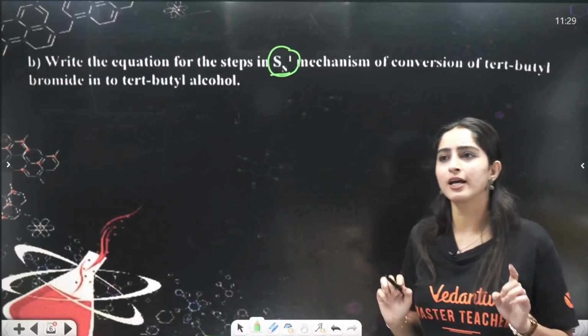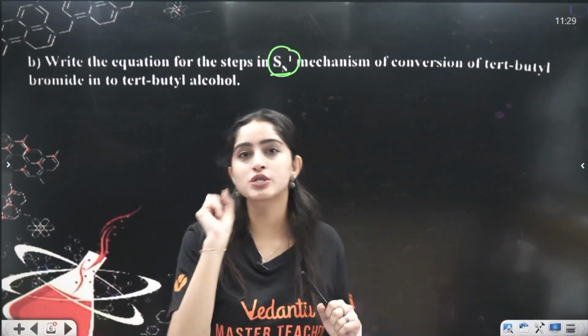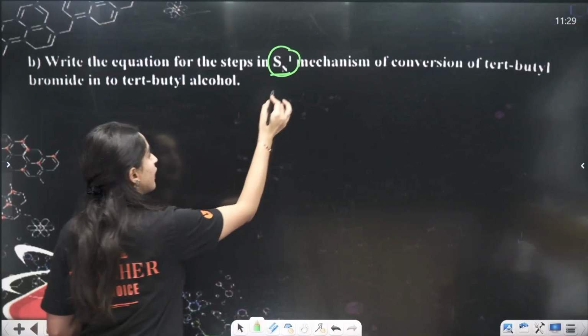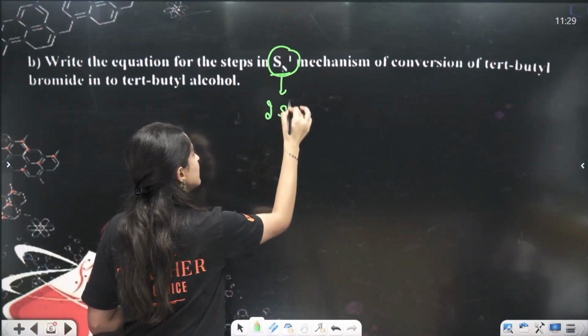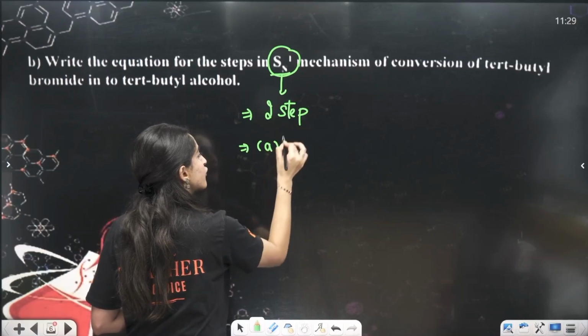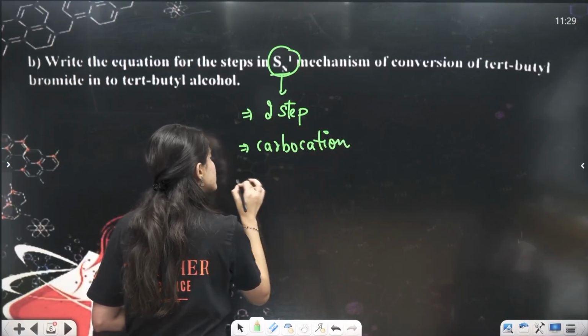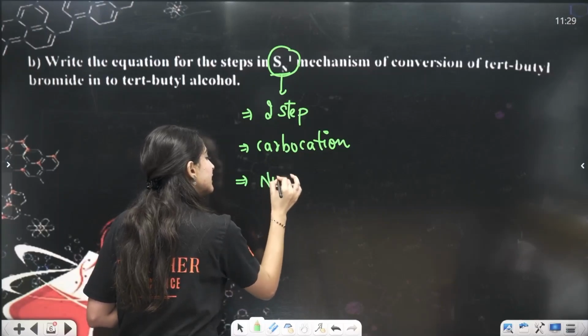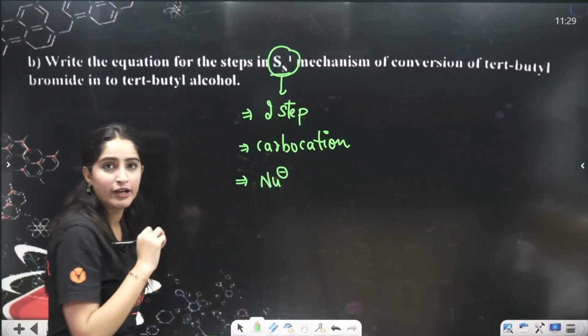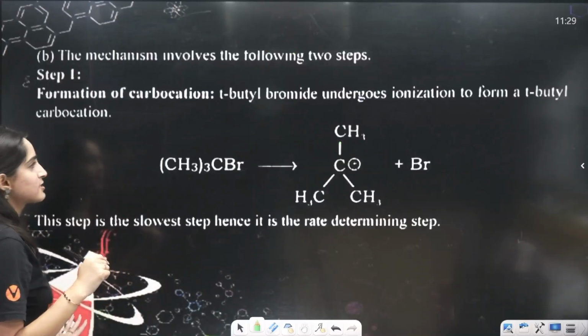Okay, tell me one thing about SN1 reaction. SN1 reactions are two-step reactions. Okay, so SN1 means two-step. Two-step means you will have the formation of carbocation and then you will have the attachment of nucleophile. Right, then you will have the attack of nucleophile. Why it is called SN1 reaction? We will see that in the mechanism itself.